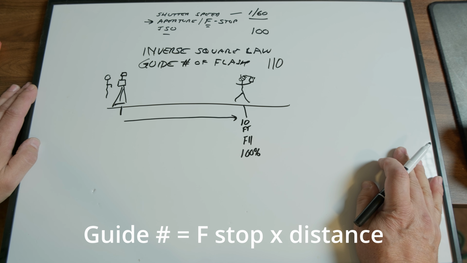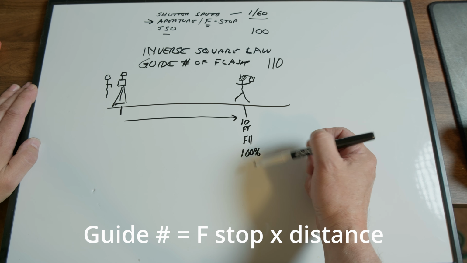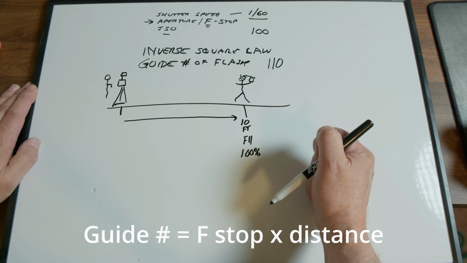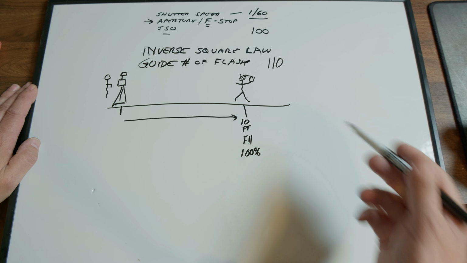If the guide number was 80, then at 10 feet, your aperture would be f8 at 100% power. All right, so let me do this.